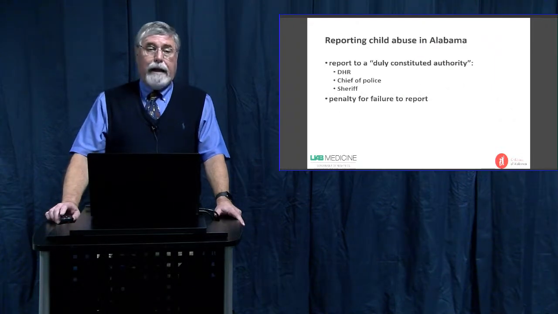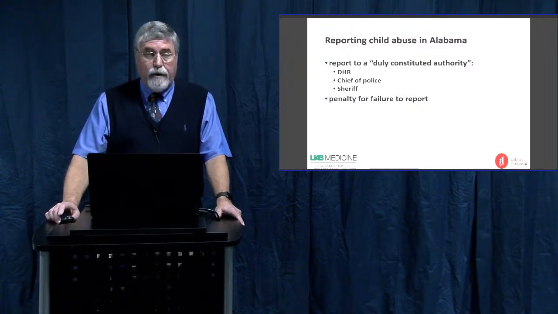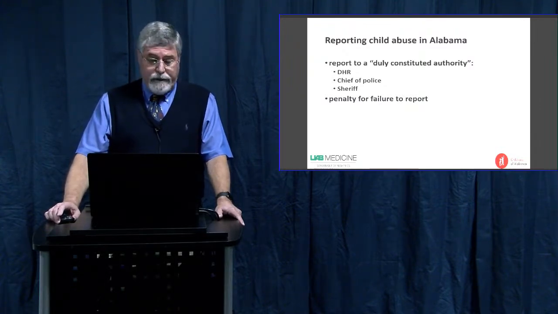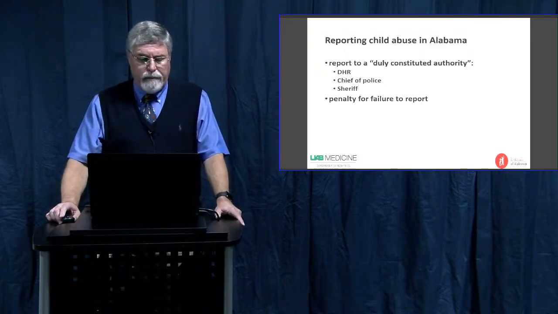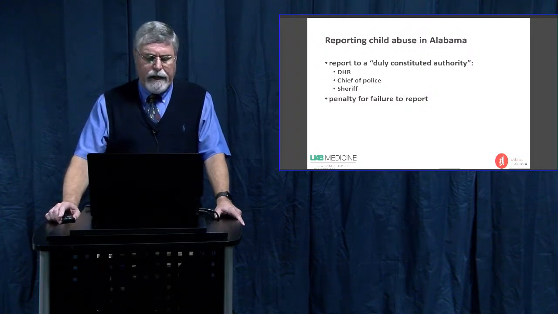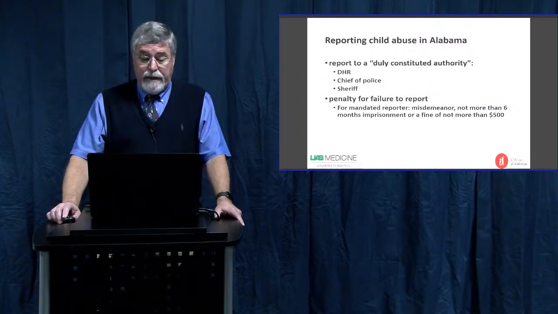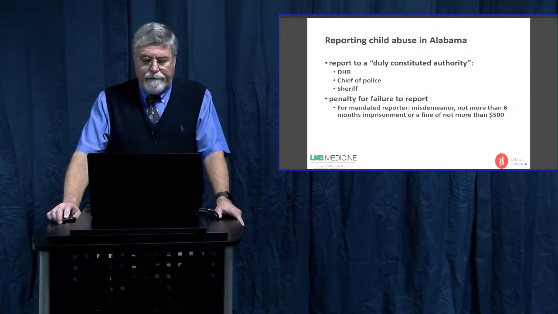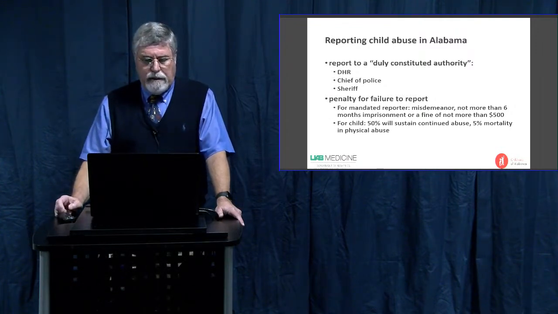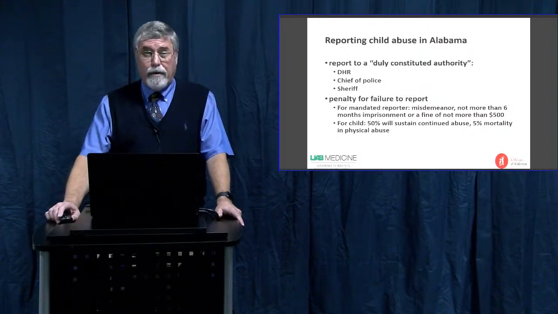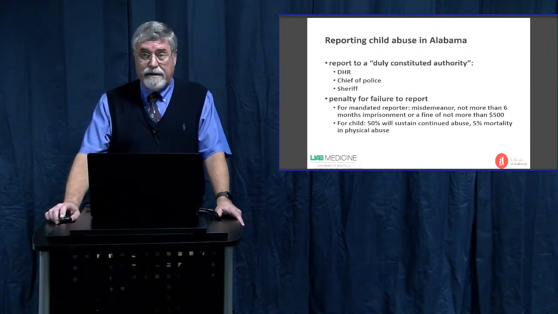You have to report in Alabama to a duly constituted authority, which specifically is defined as the Department of Human Resources in the county that you're in, or law enforcement, either the police department or sheriff department, depending on whether you're in the city or county. There is a penalty for failure to report, which is a misdemeanor if you should have reported, with a possible imprisonment or fine. But for the child, if it's physical abuse and they're under 5 and you miss it and don't report it, then the kid's got a 50% chance they're going to get abused again, and they have a 5% chance they'll come back dead.